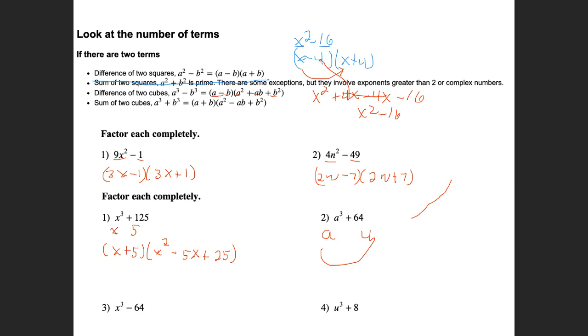Okay. So now I have a plus, so that's going to be a plus 4, and then this term squared, so a squared, minus these two terms multiplied together. So that gives me 4a plus this term squared, so 16. Now if it's a difference of cubes, basically the same thing. This is x and this is 4 here. So it's just going to be x minus 4, and then x squared plus 4x plus 16. So that's the only difference when it's a difference or a sum.